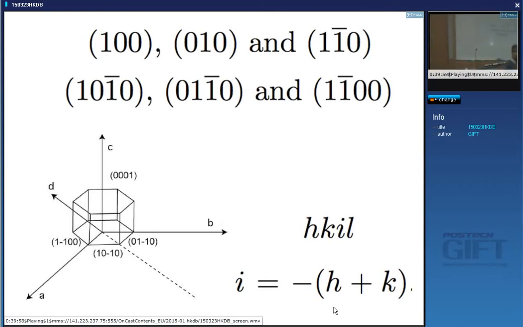Now, we need to also have 4 index notation for directions, for exactly the same reason. But it's a little bit more complicated, because the Weiss zone rule must be respected. So you remember the Weiss zone rule, that if you have a direction which lies in a plane, then hu plus kv plus lw equals 0. So hkl is the plane, and uvw is the direction, if the direction lies in the plane. Okay.